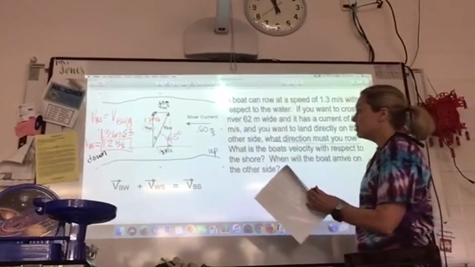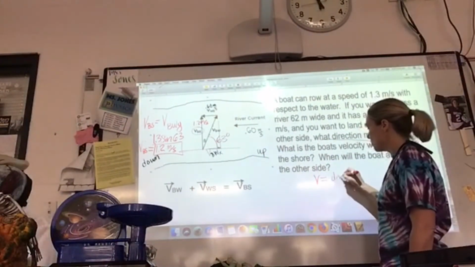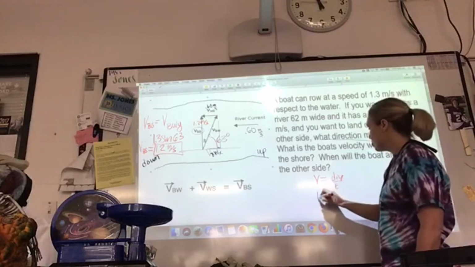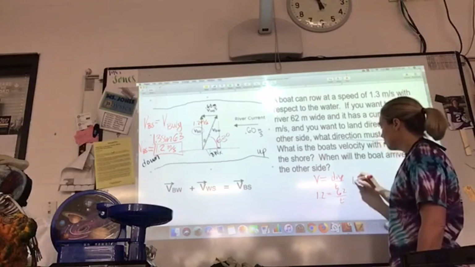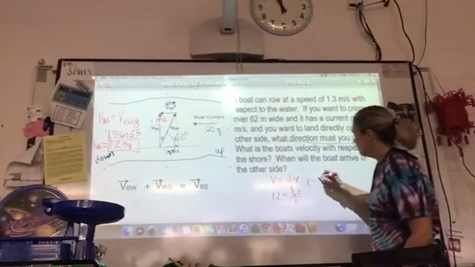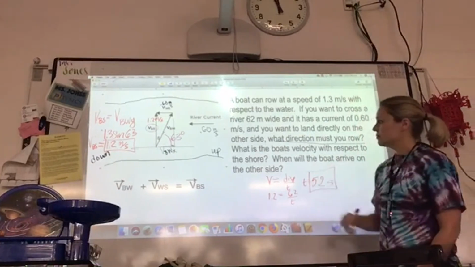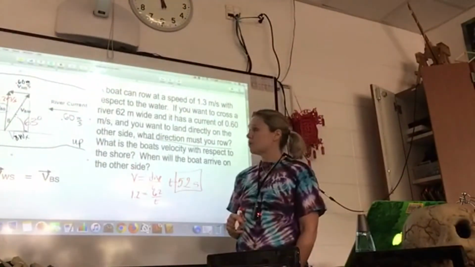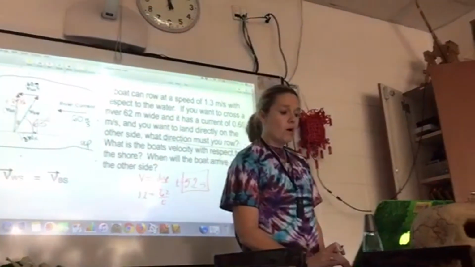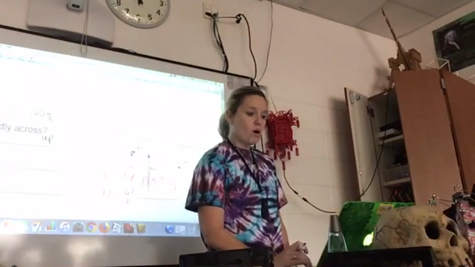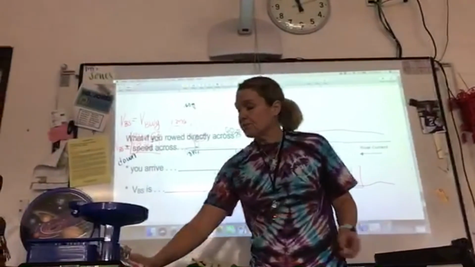And so we know that is a constant velocity. So we know velocity equals displacement over time. And we know this is 1.2, and we know this is 62. And so we can solve for time. And if you do that, you get 52 seconds. So when you do a problem, every time, figure out what you are doing in the x and y.